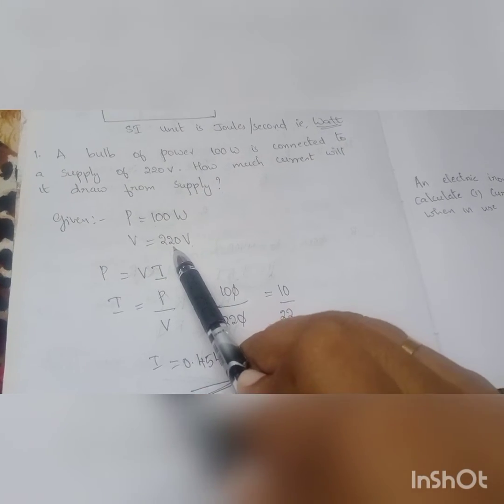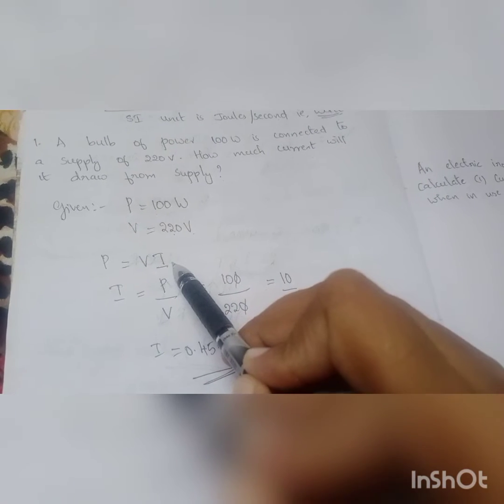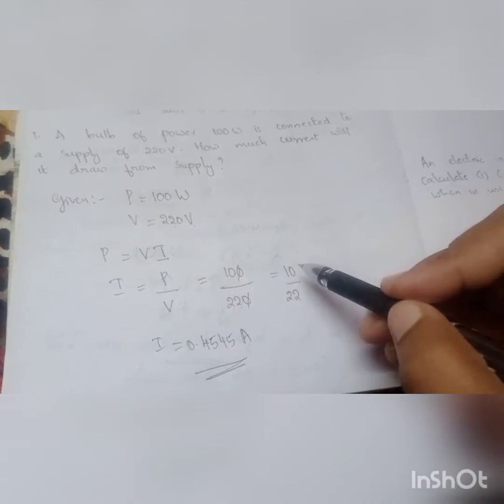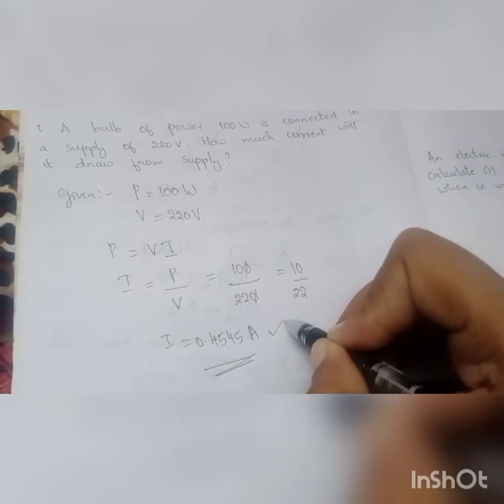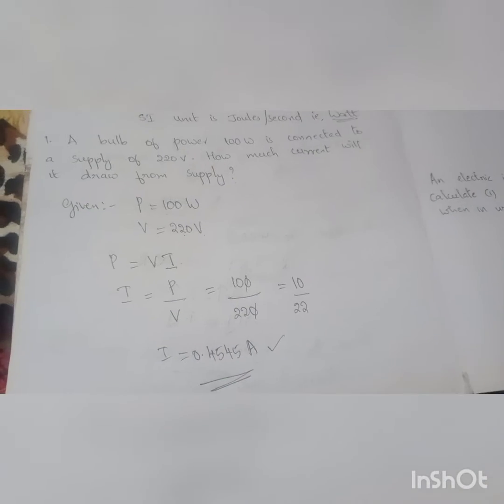Okay, so this is just a simple question. The values given in the question are power and voltage. You need to find the value for current. So we know the equation power is equal to voltage into current. From this we can write I is equal to P divided by V. Substituting the values, we will get the value of current I is equal to 0.4545 ampere.